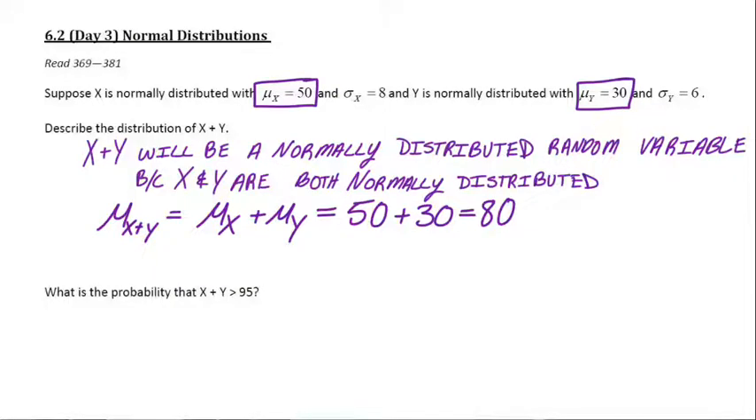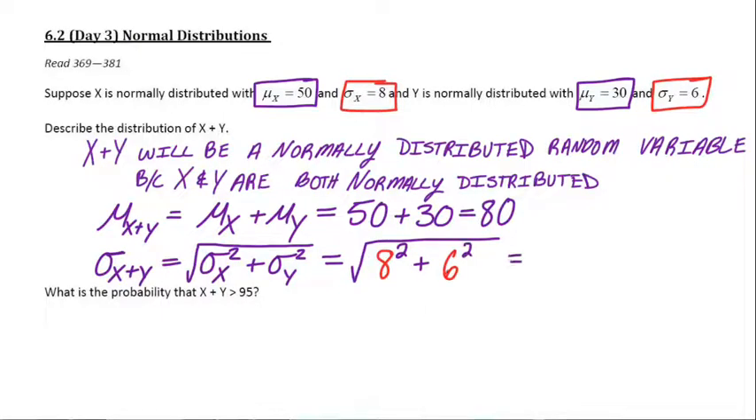And then as far as the standard deviation goes, well, as long as these two variables are independent, we just need to take their standard deviations, and it's like the Pythagorean theorem, right? Standard deviation of x, square it, plus the standard deviation of y, square that, and then we take the square root of that. So we have 8 squared plus 6 squared, so the square root of 100 is 10. So that describes the shape, center, and spread.